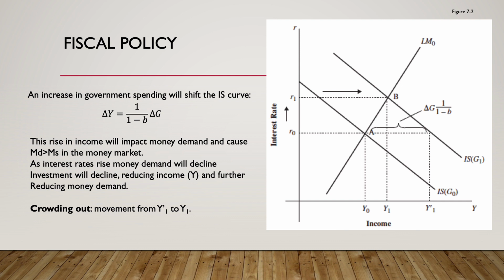For classicals, the LM curve is vertical, and so crowding out is total and complete. Remember, it's rising interest rates and falling income that are restoring equilibrium to the money market. To the extent that income falls by a large amount, fiscal policy will be ineffective at stimulating economic activity. Let's look at the conditions under which this is true.